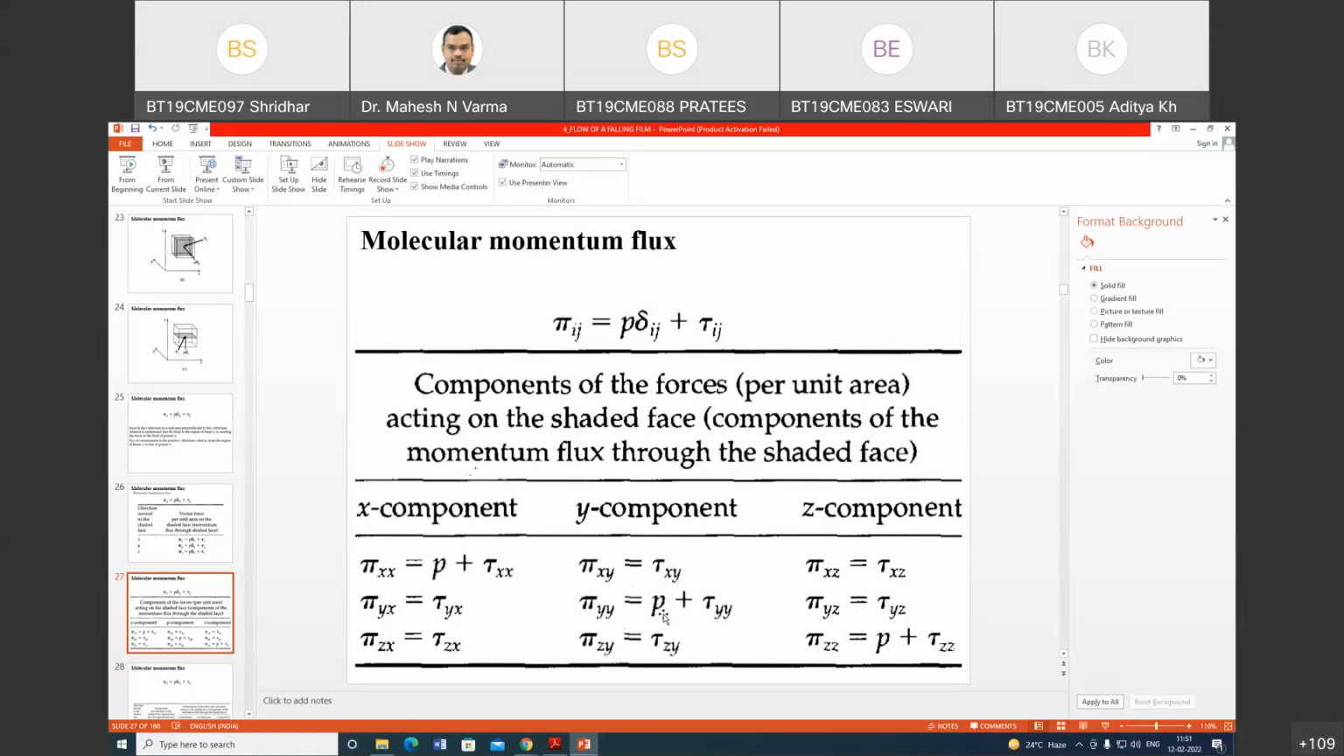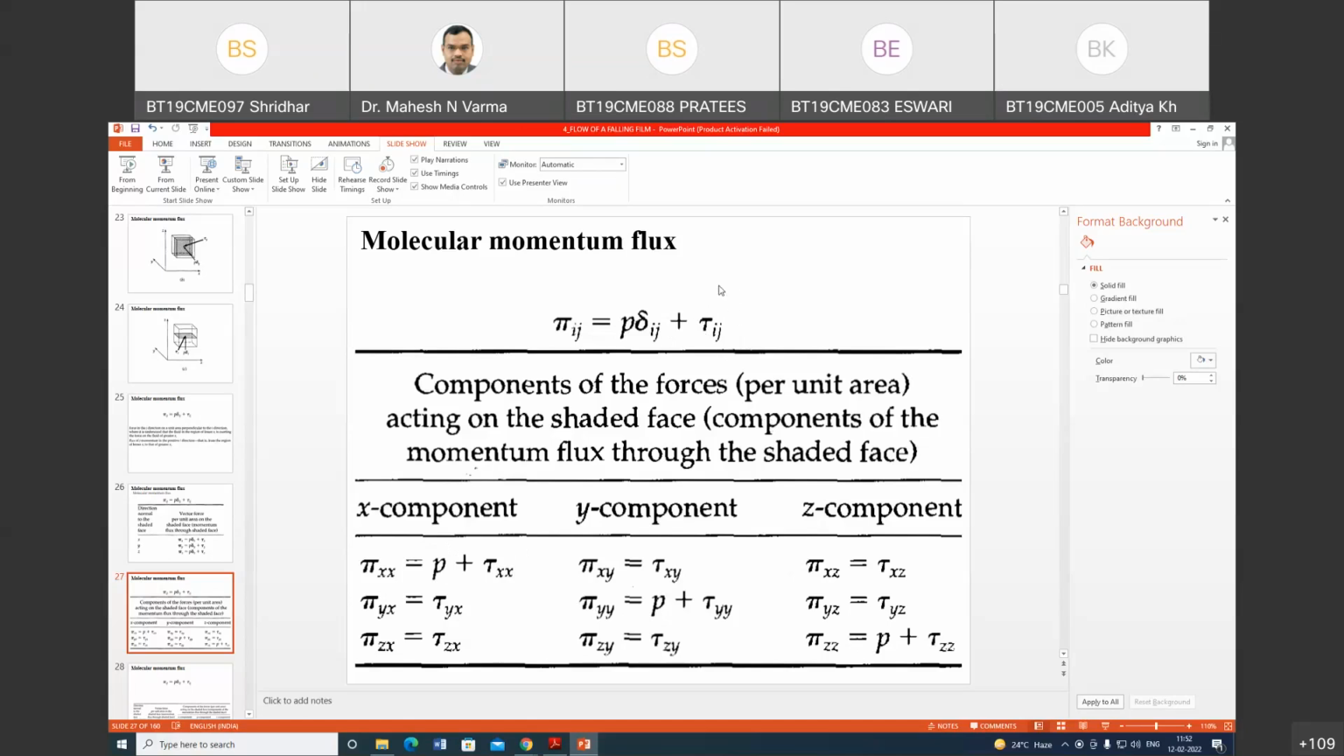So pi yy will be equal to p plus tau yy, pi yz equals tau yz, and tau zx equals tau zx. Pi zy will be equal to tau zy, and pi zz equals p plus tau zz. And this is molecular momentum flux. All these are the 9 components of molecular momentum flux. Okay, molecular momentum flux consists of two components. One will be the molecular momentum flux because of pressure forces, which will be there in only three components when i equals j. And this will be the molecular momentum flux because of viscous forces.